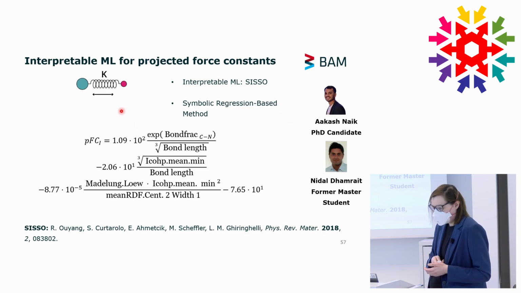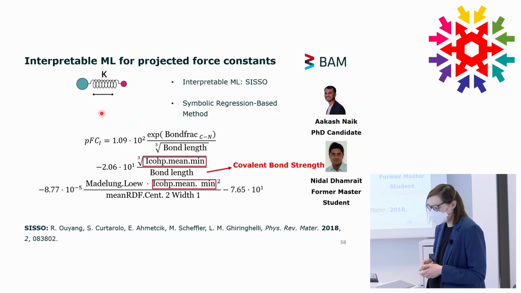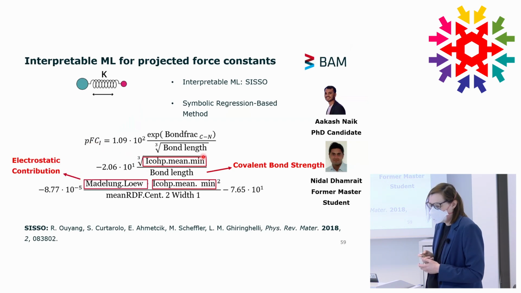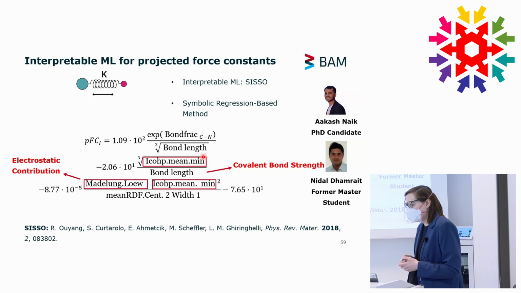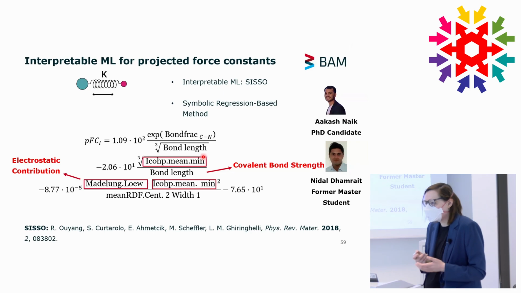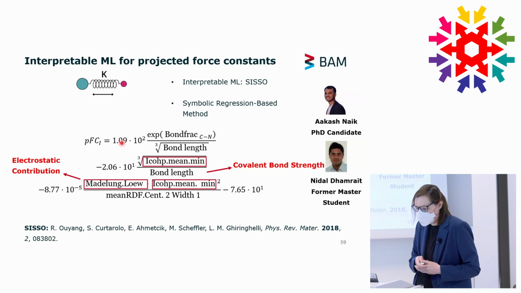And then for the projected force constants, we actually get an equation that makes sense immediately also from a chemical point of view. The projected force constant is here proportional to the covalent bond strength and the Madelung energy, which is the electrostatic contribution. So both covalent and electrostatic interaction contribute to this projected force constant, and we also get this out of our models.